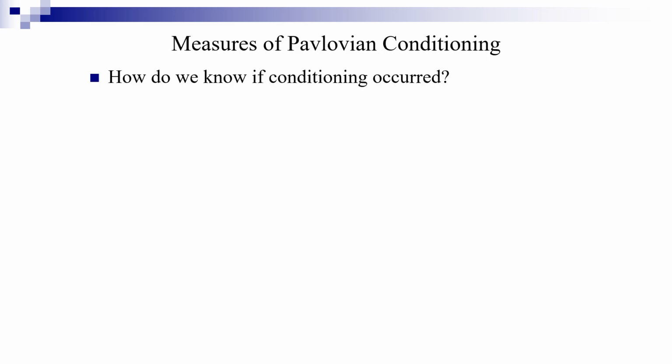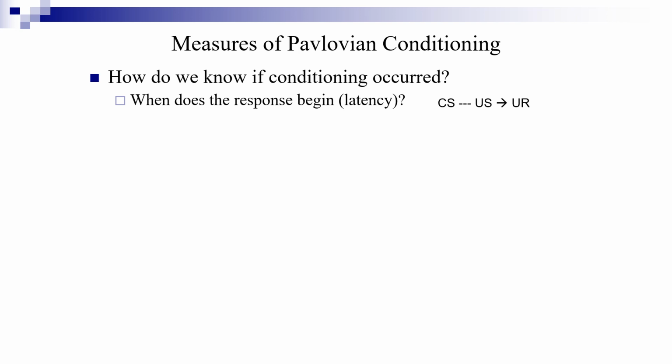So now that we've talked about what Pavlovian conditioning is, how it works, and what type of responses we can expect if conditioning is successful, how do we actually measure if Pavlovian conditioning has occurred? So, measures of Pavlovian conditioning. Something we can do is measure when we see the response beginning, or the latency of the response.